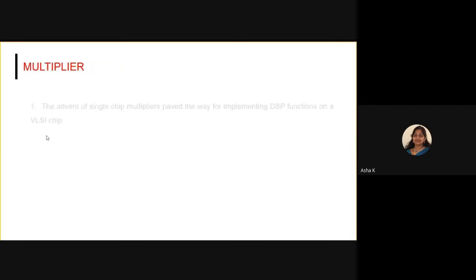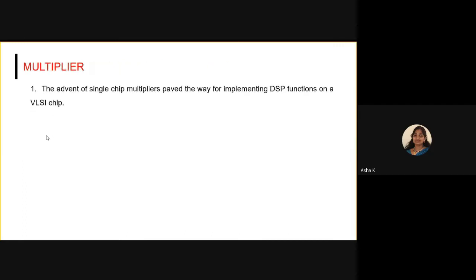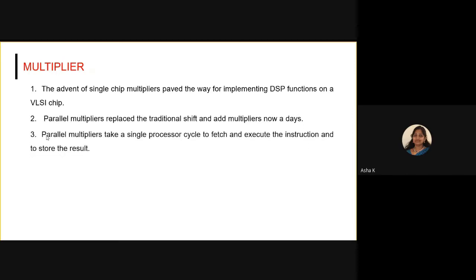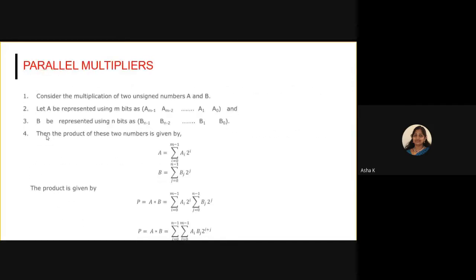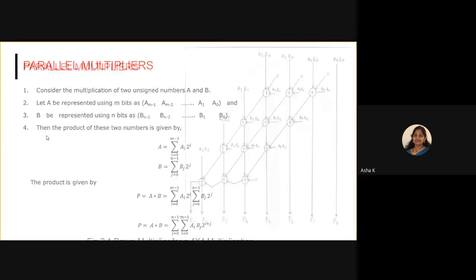We also discussed the two types of multipliers. One is for signed multiplication and another is for unsigned multiplication. For signed multiplication, we had the Baugh-Wooley multiplier. For unsigned multiplication, we had the array multiplier.